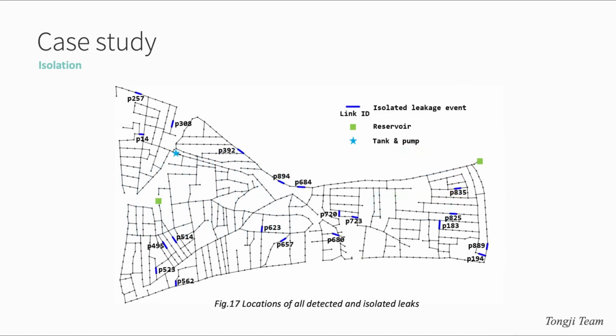When locating the new leakage in the next period, if the current leakage has not been repaired, this leakage should be added to the hydraulic model to construct a new, quote, leak-free model. Through the above method, the identification of multiple leaks is realized, and all detected leakages are shown in this picture.